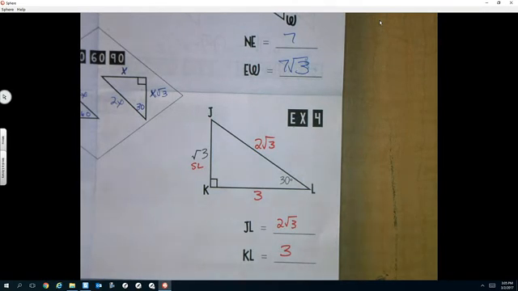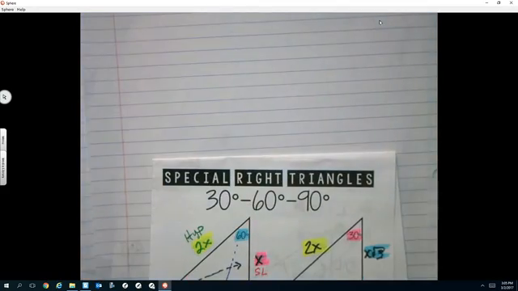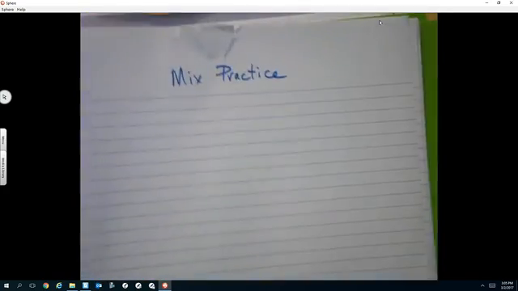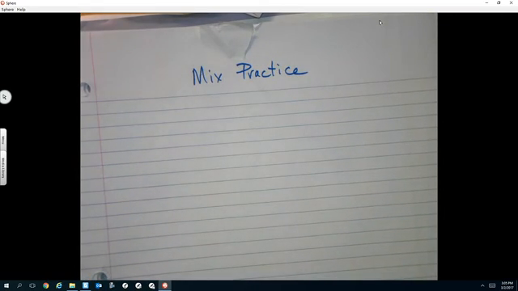All right, so this gets glued down so that it's on the page. And then the next page will be our mixed practice. Yeah, you can go down.